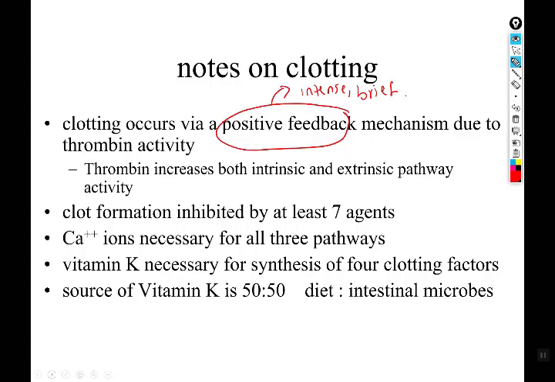So clot formation is inhibited by at least 7 agents. We mentioned a couple previously. Also, the calcium ion component. I pointed out that calcium is required for all 3 pathways: the extrinsic, the intrinsic, and the common. So if someone had hypocalcemia, you might expect their clotting ability to be impaired as well. I also stressed the importance of vitamin K and mentioned that you get about half of the vitamin K that you possess from intestinal microbes, with the other half coming from your diet. So again, having healthy gut flora and a healthy diet is important for good blood clotting.